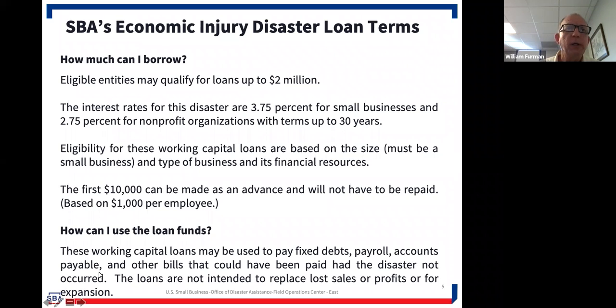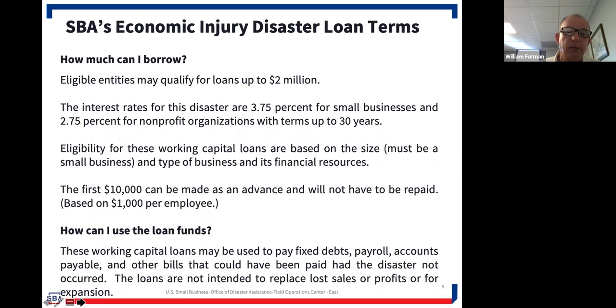So how can I use the funds? These are working capital loans that may be used to pay fixed debts, payroll, accounts payable, other bills that would have been paid had the disaster not occurred. So the loans are not intended to replace lost sales or profits for expansion. Working capital comes from your sales, and so you do need to understand that. It comes from your sales and your profit. And so I don't want that last sentence to confuse you.